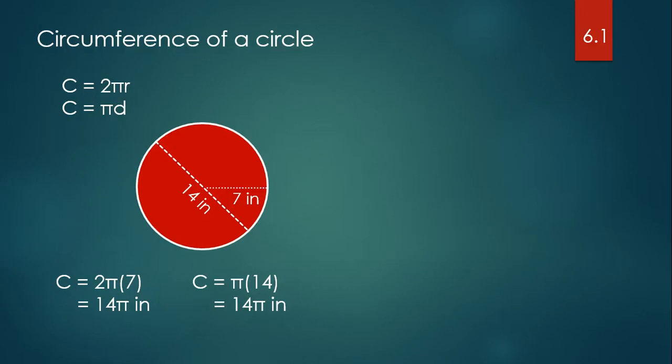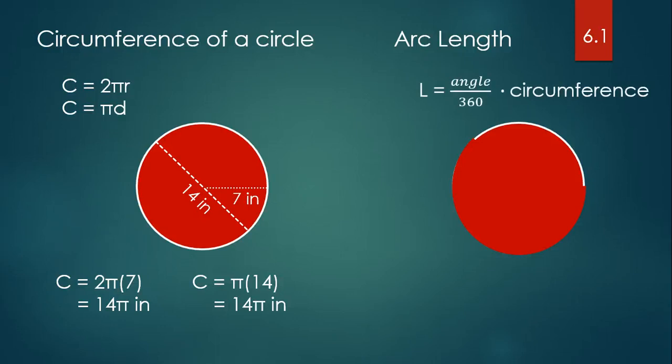Now what if instead of finding the distance all the way around the circle, we only wanted to find the distance part way around the circle? In that case, we're looking for something called the arc length. So to find the arc length, what we will need to do is find the circumference of the circle, that's the distance all the way around, and then multiply that times the fraction of the circle that's taken up by the arc, which will equal the angle that the arc is formed by divided by 360, since there's 360 degrees in the whole circle.